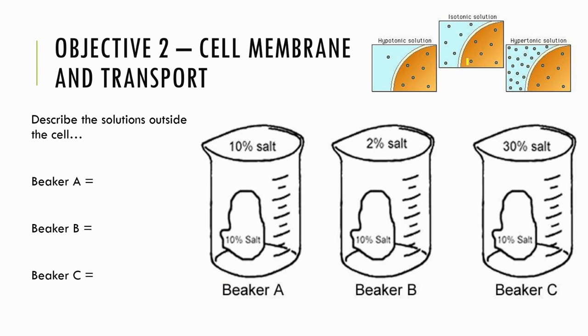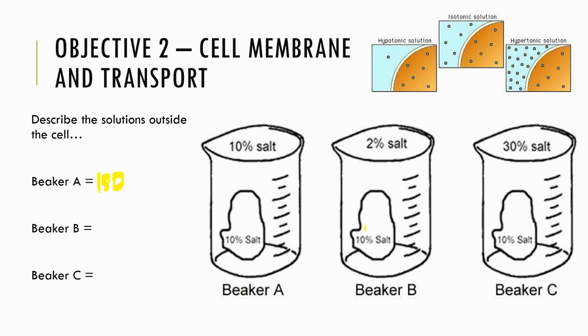And so just a quick example. Let's make sure we know what we're doing here. In this case, we have cells. This is what the little bag looking structure is. Notice that the cell has a concentration of 10% salt. In beaker A, the surroundings also have 10% salt. So in beaker A, we would call that isotonic because they are equal. In this case, on this beaker here, the water would just move in and out equally.